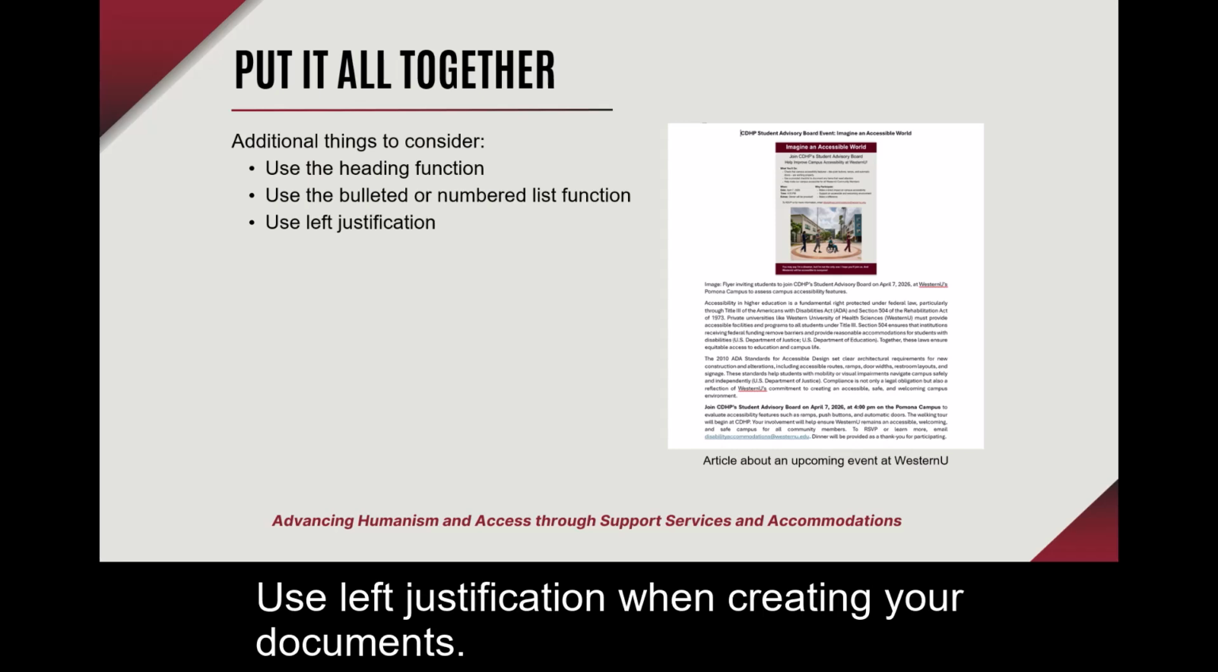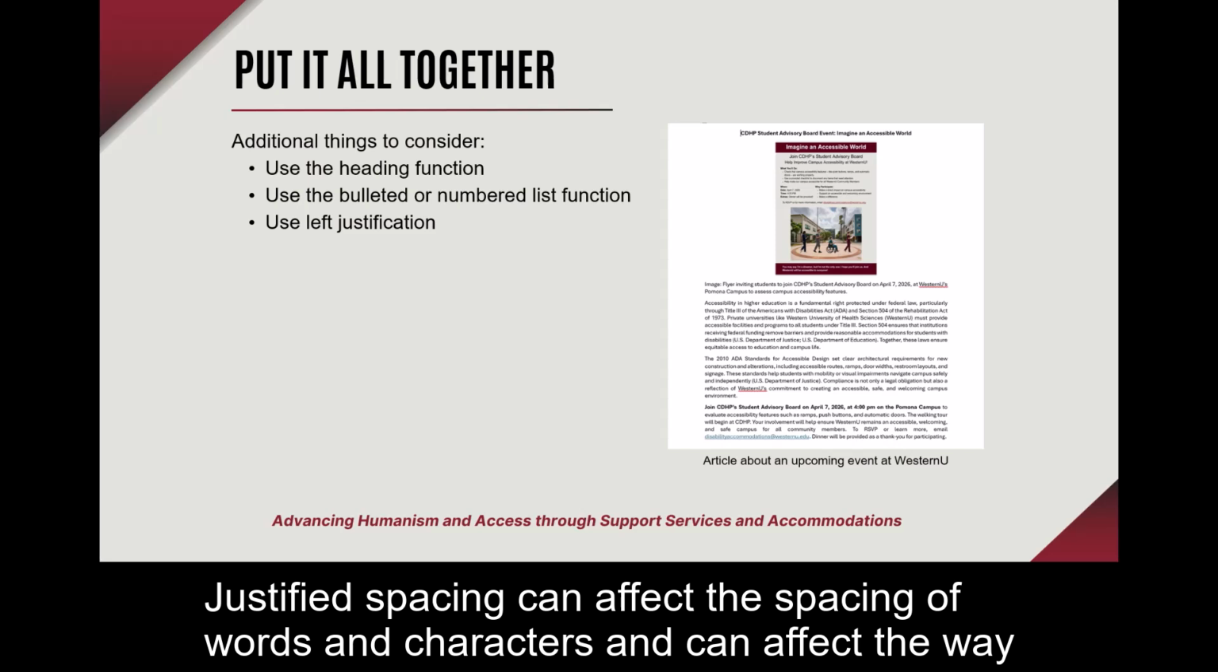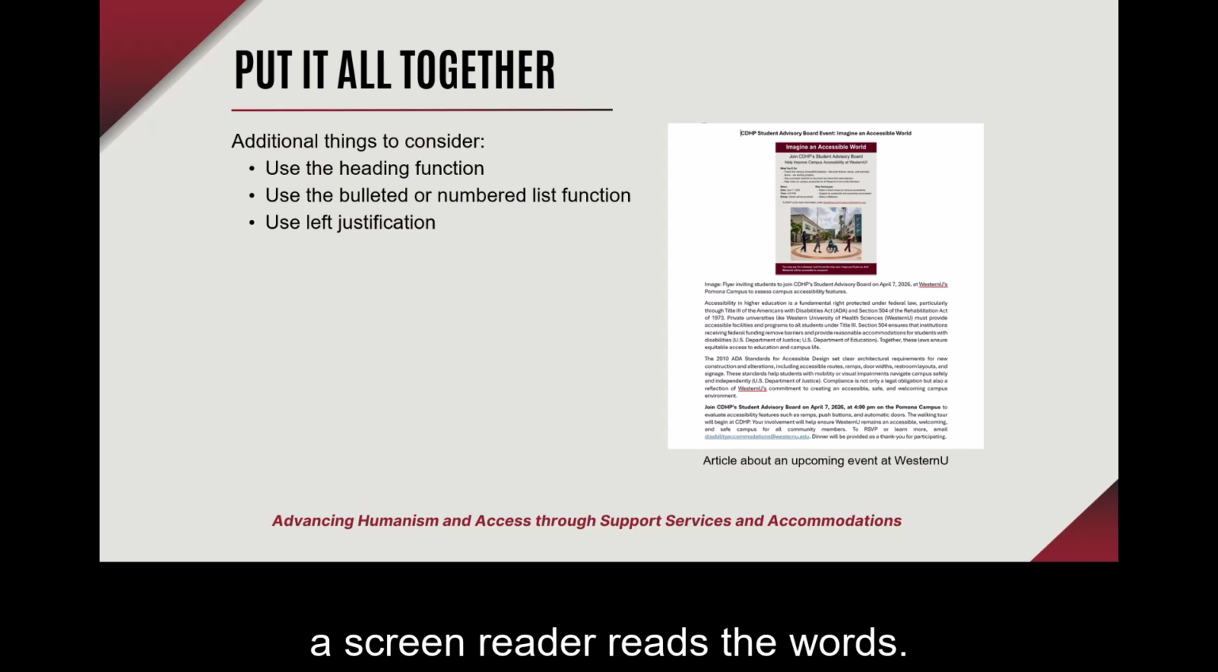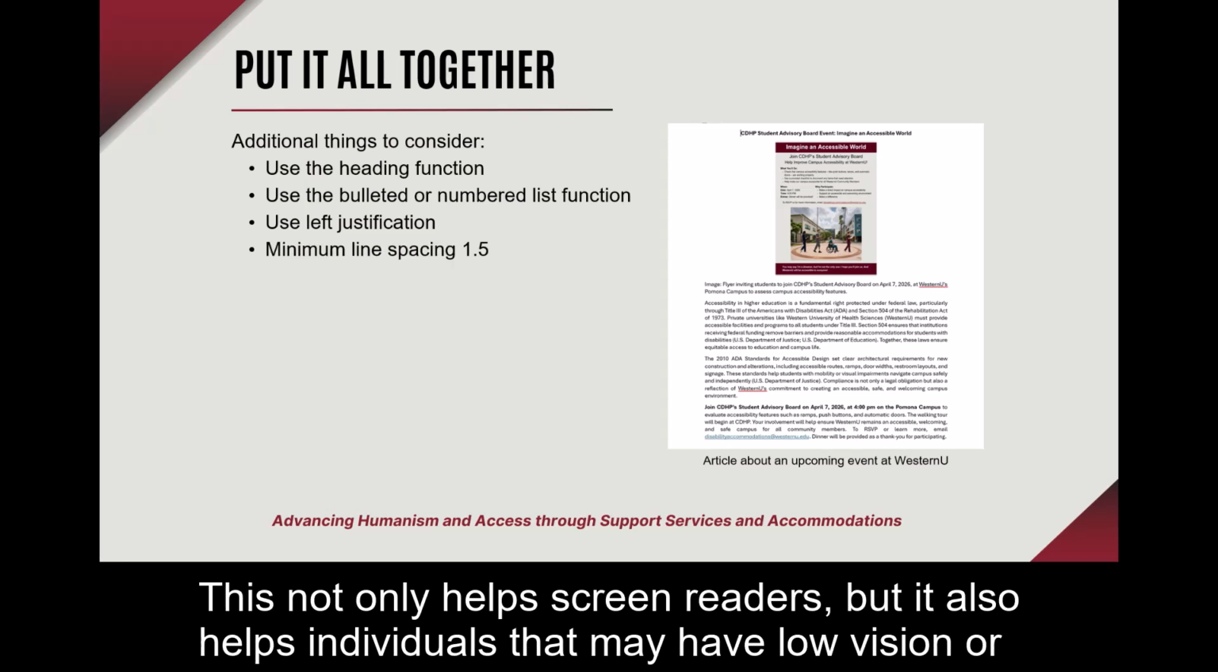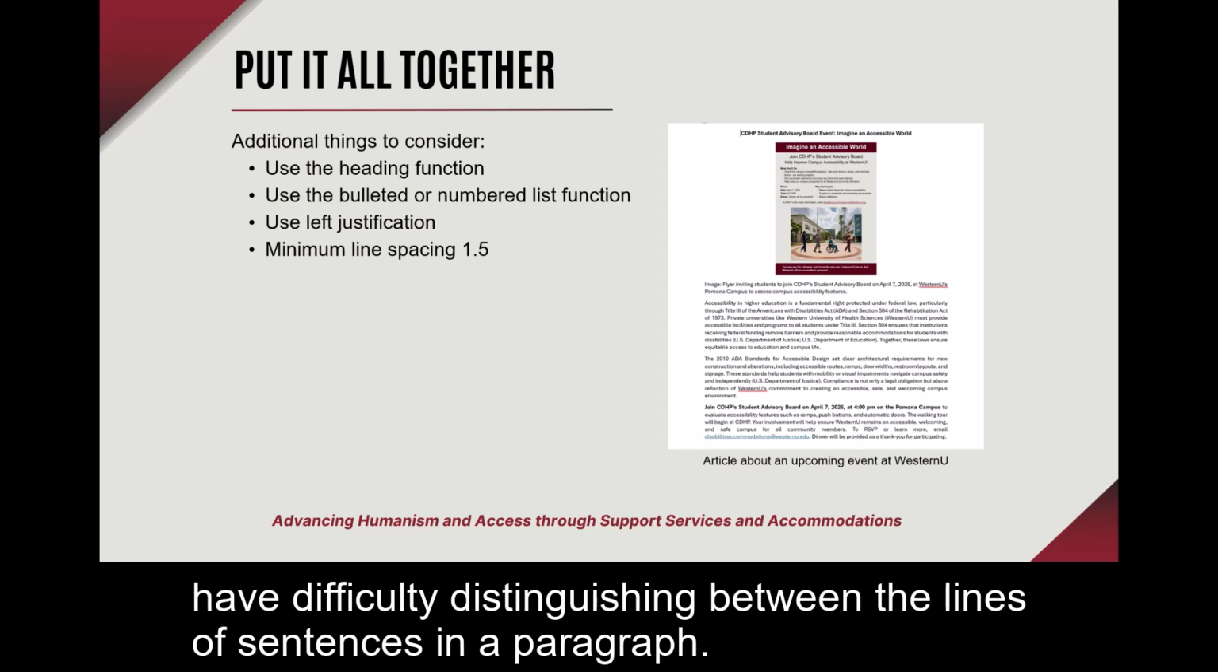Use left justification when creating your documents. Justified spacing can affect the spacing of words and characters and can affect the way a screen reader reads the words. The minimum line spacing recommended is 1.5. This not only helps screen readers, but it also helps individuals that may have low vision or have difficulty distinguishing between the lines of sentences in a paragraph.